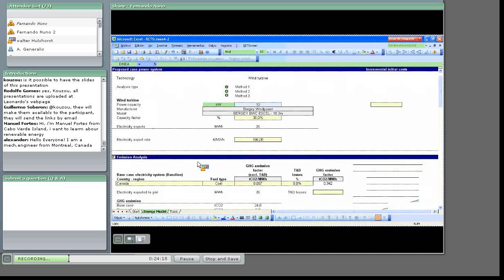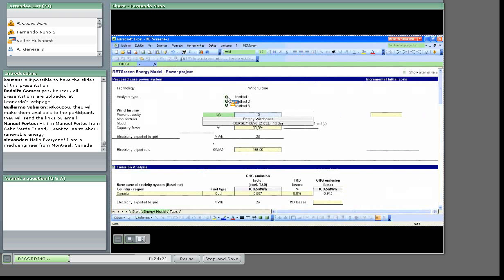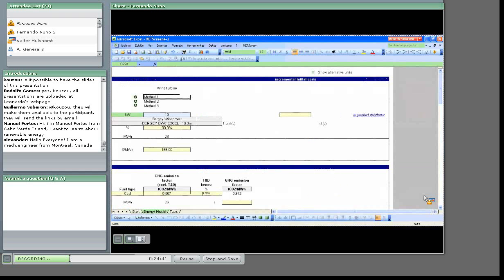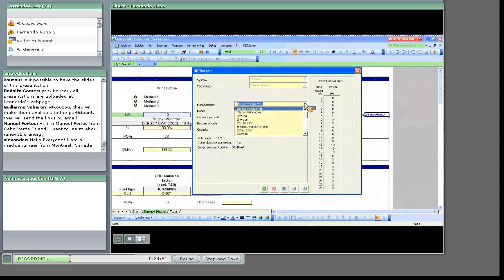Then we go into the energy model. We have three levels of analysis: method 1, 2, and 3. We are now seeing method 1. For method 1, we should indicate the power capacity of this wind turbine. We have chosen, well, let me show. We have a product database. If we click on the product database, we have a good library.